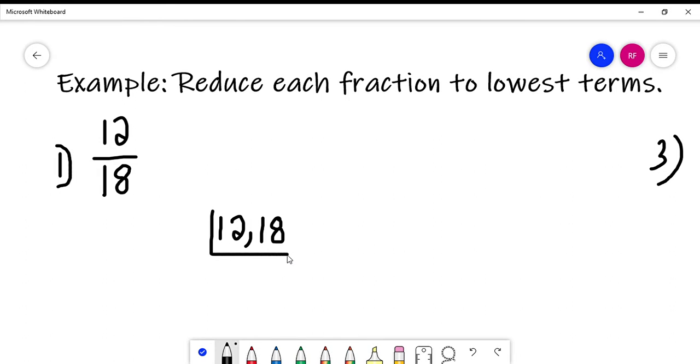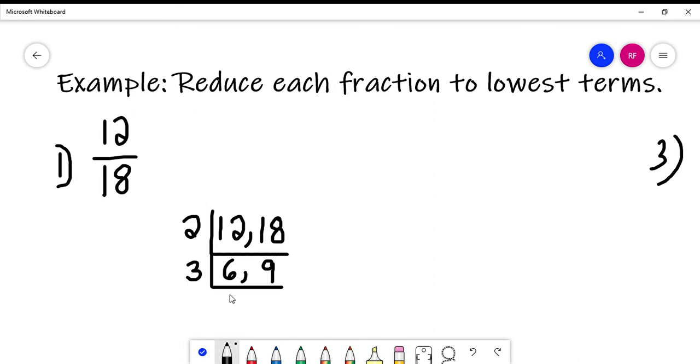Think of a number that can divide both 12 and 18. If you think about 2, because they are both even numbers, you may do so. But if you think of other numbers, that would be great. So 12 divided by 2 is 6, and 18 divided by 2 is 9. The quotients here are 6 and 9, and 6 and 9 are both divisible by 3. That means we can still continue dividing, so we divide them by 3.